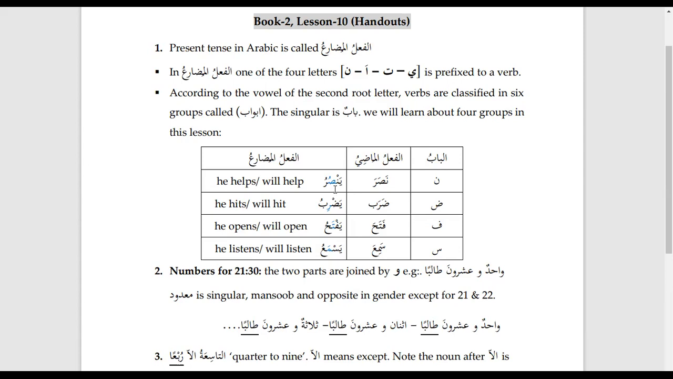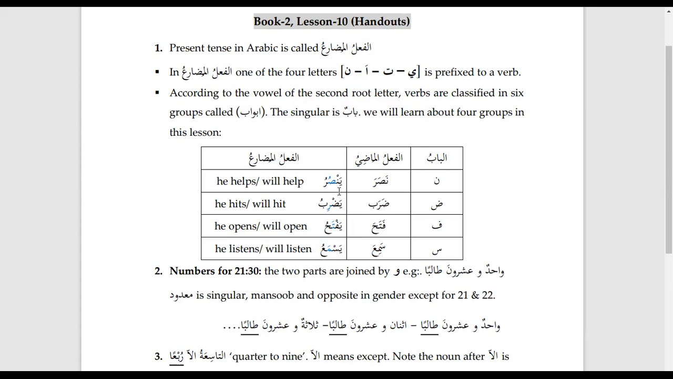Okay, why did nasara become yansuru? What happened is, in Arabic, 4 consecutive vowels do not happen together in one word or in one kalima. So it's difficult to say yanasuru. It's difficult to pronounce. So what happened? The first root letter becomes sakin, and ya is added to it. So it becomes yan, and then the second and the third remain the same, yansuru. So yansuru comes on the pattern of nasara.